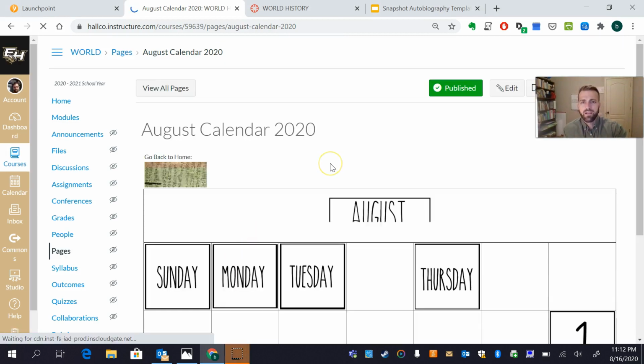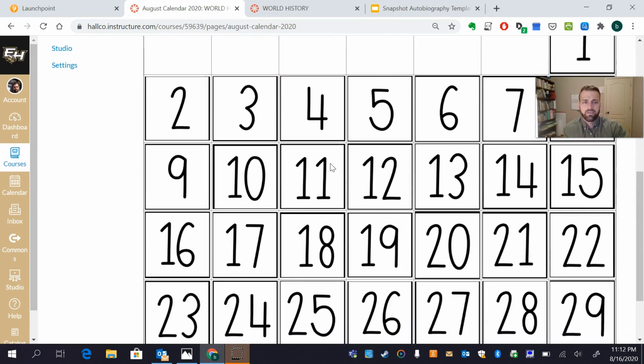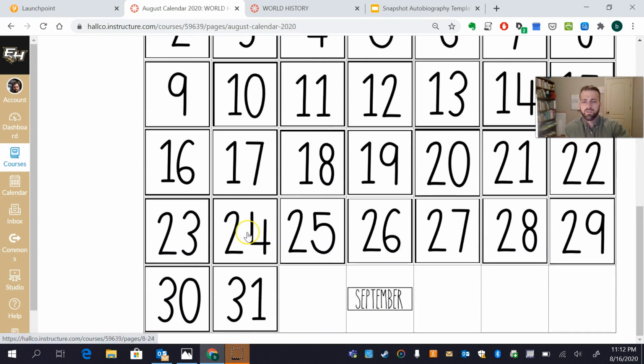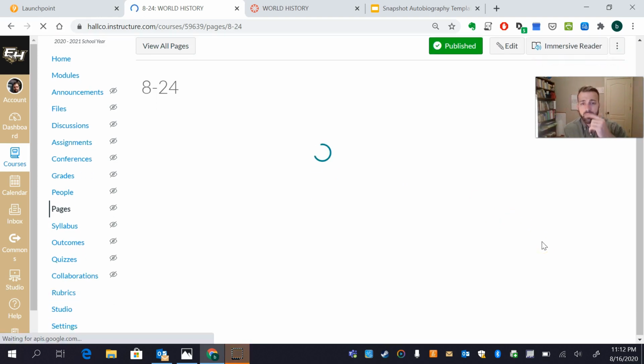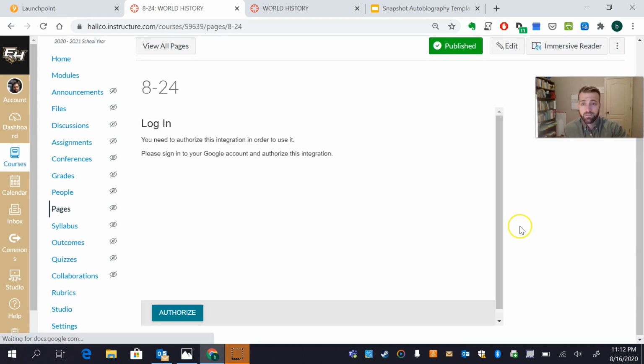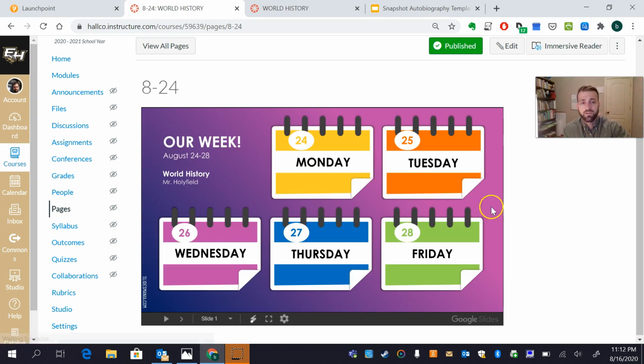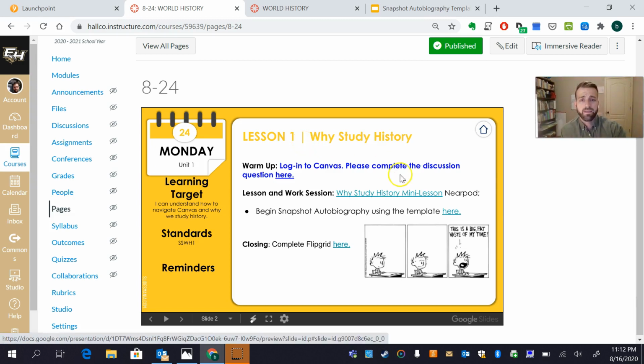Clicking here on the daily agendas, this is the calendar, and from here they'll navigate. Our first day is going to be the 24th, so they click on that date, and this is going to take them straight here to these embedded Google Slides. This is the layout that I have. Students will click here on Monday, and then they see the lesson.